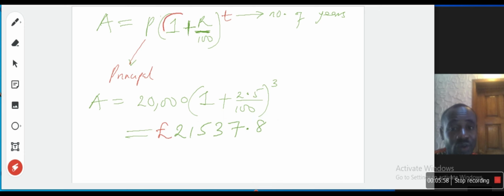But when you are inputting this in a calculator, you should be careful. Do 1 plus r over 100 first. Or if your calculator has a good algorithm, if you enter all this, it should give you the answer directly.